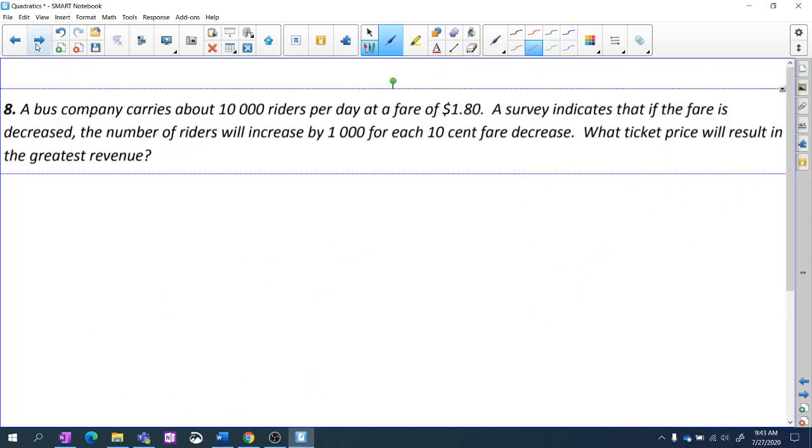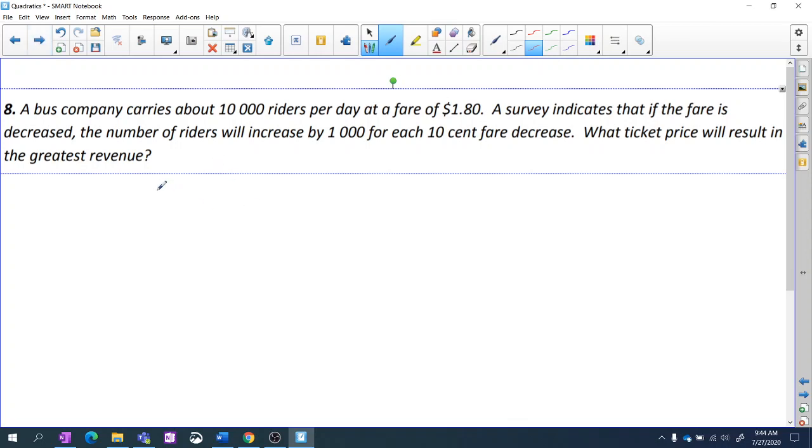Alright, so that's our first look at a revenue question. Here's another one. A bus company carries about 10,000 riders a day if they charge $1.80. A survey indicates that if the fare is decreased, the number of riders will increase by 1,000 for each 10-cent fare decrease. What ticket price will result in greatest revenue?